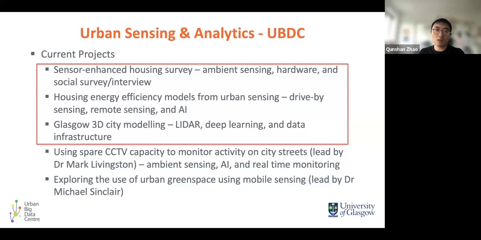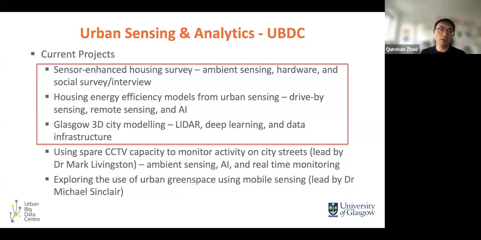But like my colleague Mark Livingston, he has been working on this project for a long time, using computer vision methodology to extract pedestrians, cars, and buses from those kinds of images or videos. It helps us understand, okay, if we have a big event like COP26 happening in Glasgow, how it will change the footfalls in the city center.